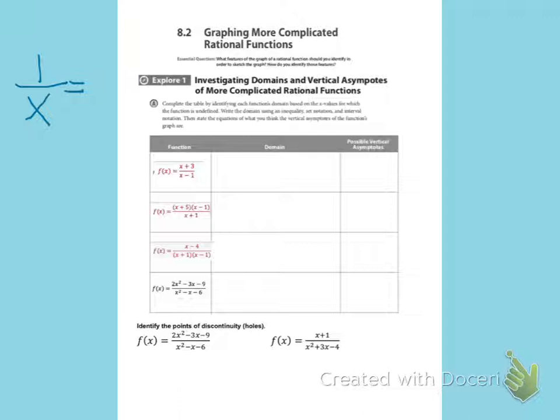And we talked about things like asymptotes, which were places where the graph was undefined, lines that the graph approached but could never quite get to. We're going to expand on that and look at even more complicated rational functions. Our essential question is, what features of the graph of a rational function should you identify in order to sketch the graph, and how do you identify those features?